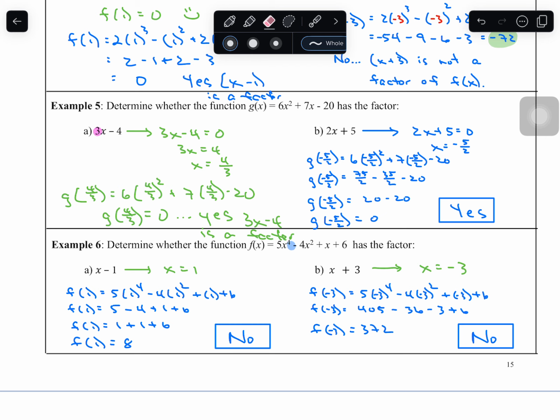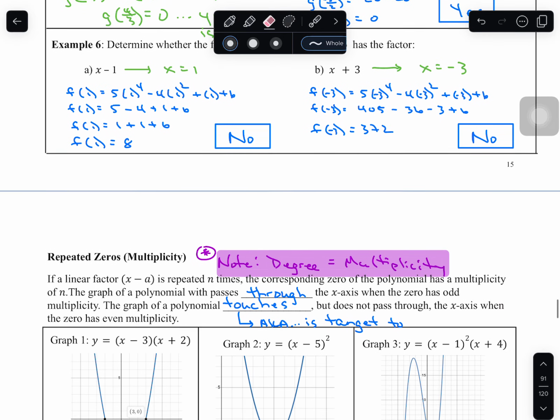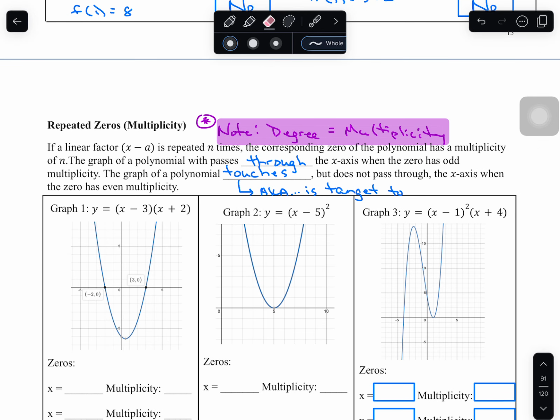Okay, that is enough information for you to do your homework for tonight, but I do just want to talk about one more thing with those degrees and multiplicities. There's a really interesting fact and kind of phenomenon out there with polynomials that has to do with the degree on each of the individual factors. Okay, so the multiplicity is the same thing as the individual degrees on each factor.